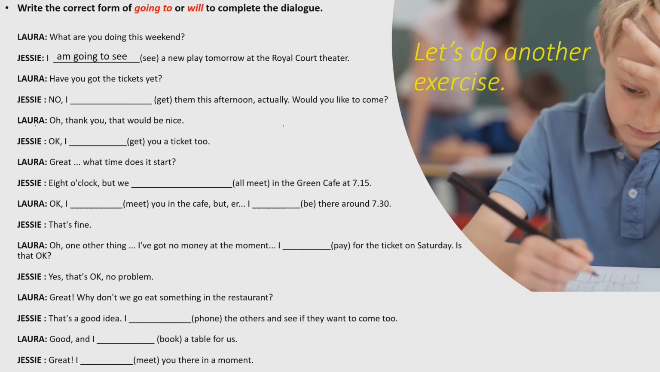Have you got the tickets yet? No, I'm going to get them this afternoon actually. Would you like to come? You have going to here actually, which implies that Jessie has planned to get her tickets this afternoon in advance.